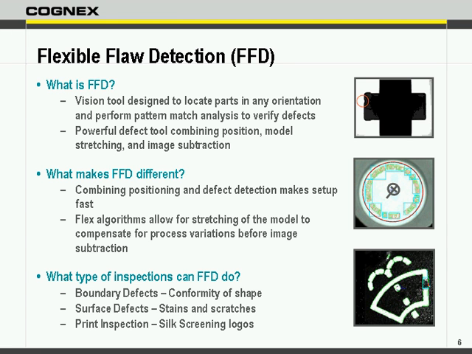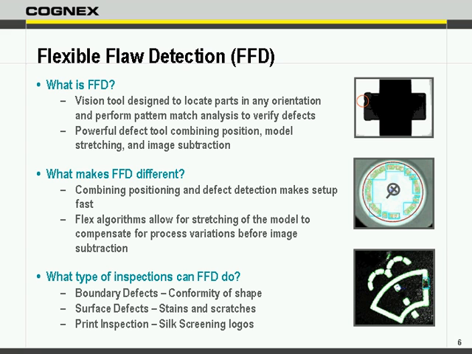So we'll look at some of the features in the flexible flaw detection tool, and I'll kind of gloss over these real quick because we'll look at them in a little bit more depth when we're actually in Intellect. First of all, just what is FFD? If you've used flaw detection before, it's very similar. You're basically going to image a golden part and then compare parts after that to that model. One of the differences in flexible flaw detection is that it combines both positioning and defect detection so that you can do this kind of all in one step.